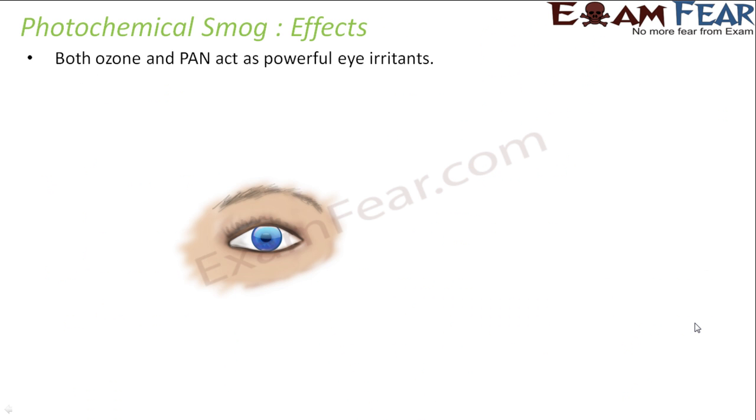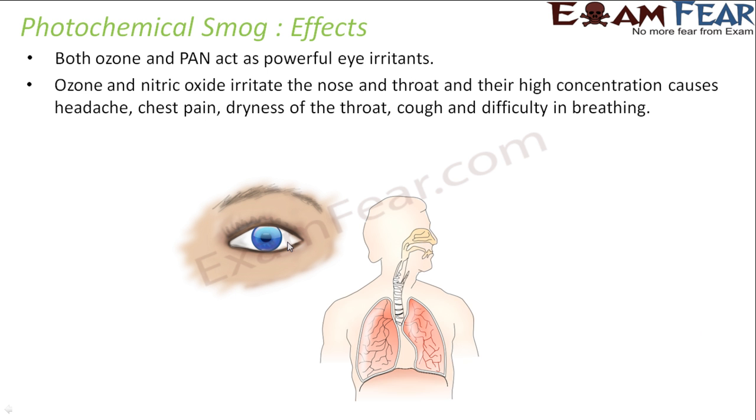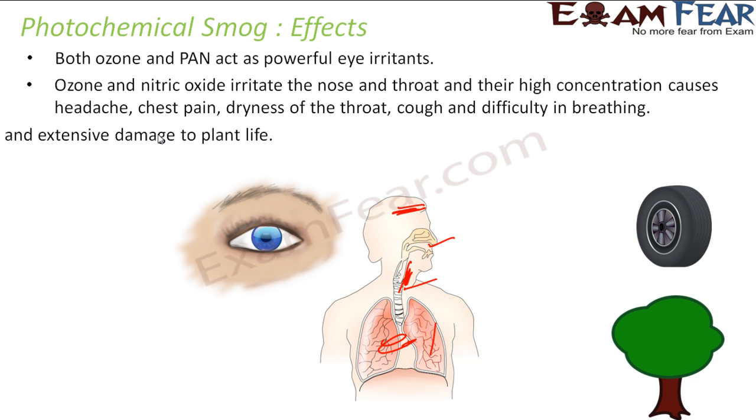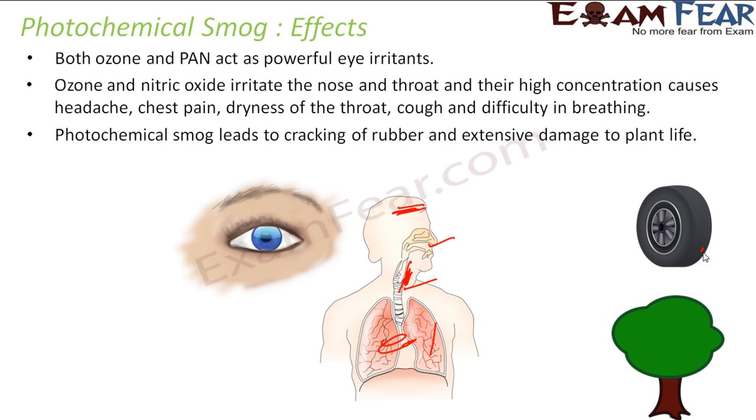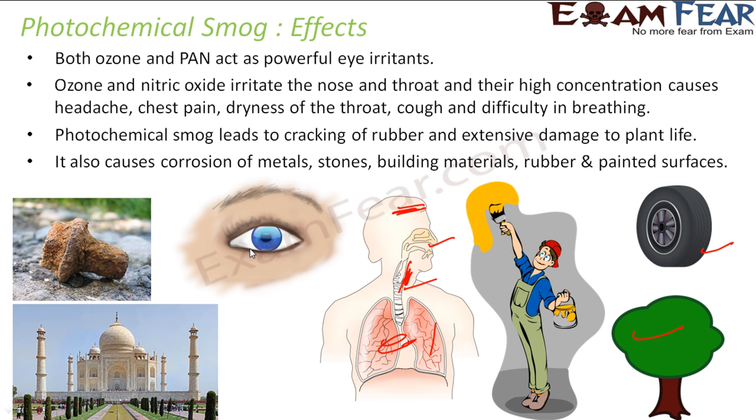Let's understand the effects of this photochemical smog. As I told, ozone and PAN both are harmful and they are powerful eye irritants that will irritate your eyes. Ozone and nitric acid will irritate your nose and throat. In high concentration they will cause headache, chest pain, dryness in throat, cough, difficulty in breathing. All these things will happen because of excess concentration of ozone and nitric oxide. This will also lead to cracking of rubber, the tires, and it will damage the life of the plant. It will also cause corrosion of metals, stones, buildings, paints. All this will happen because of photochemical smog.